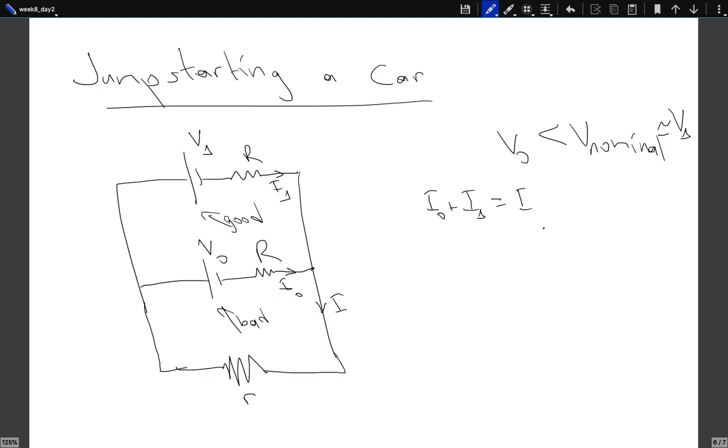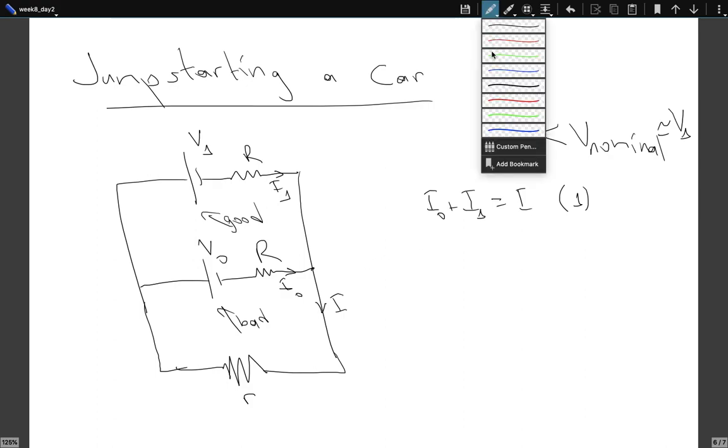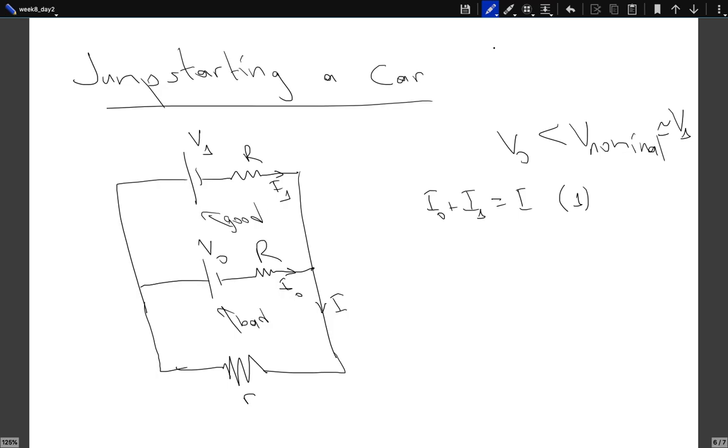So we have three unknowns. There are three currents that we don't know. This is one equation that those three currents should satisfy. Equation 1. Now we need two more equations, and we will use Kirchhoff's rules to write down those two equations. Kirchhoff's loop rule.